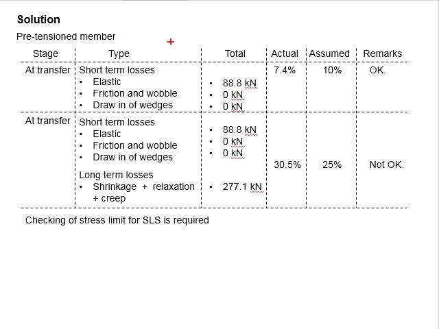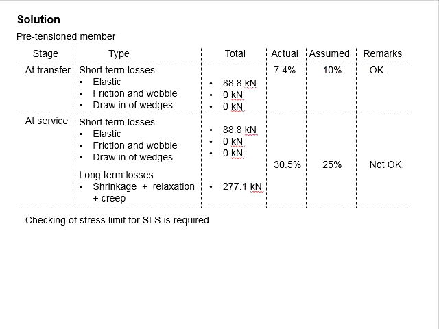In comparison to the pre-stressing force of 1200, the short-term losses constitute about 7.4%, which, if you look at the examples in the previous chapter, it was assumed that 10% losses. The value here is less than the assumed 10%, and the number is considered close to 10%. Therefore, we will consider the assumption of 10% is acceptable.